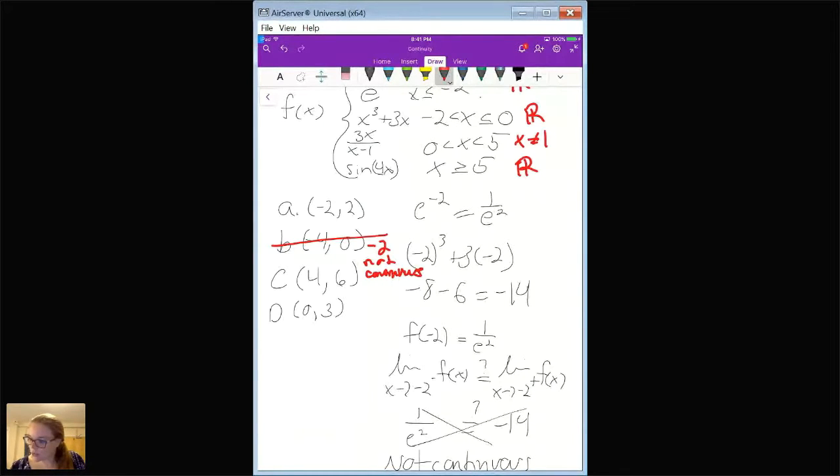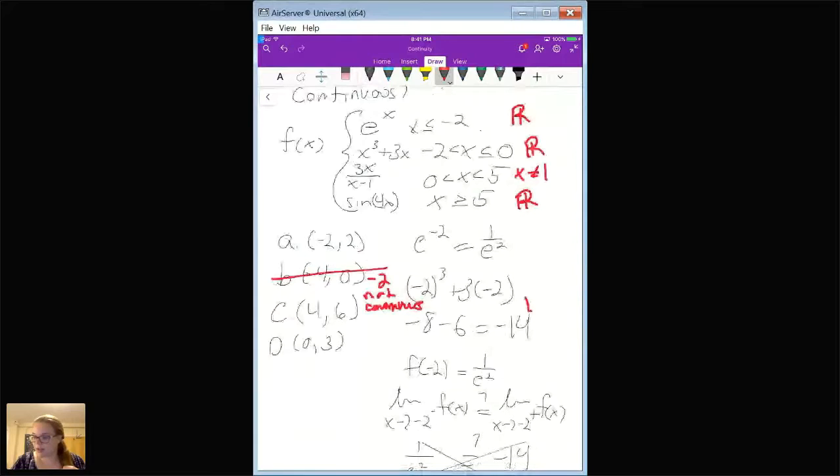Okay, so what about between our functions x cubed plus 3x and 3x over x minus 1? What point do we have to test between those two to see if they connect? What x value? Okay, 0. Great. What is f of 0? We know f of 0 only has one value, and that is connected to x cubed plus 3x.